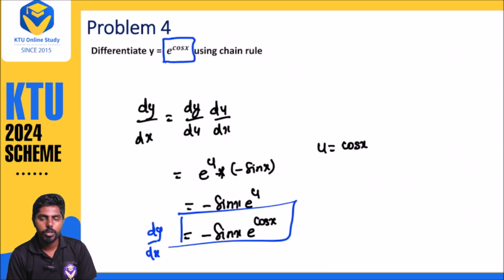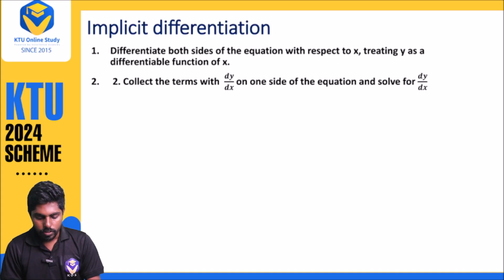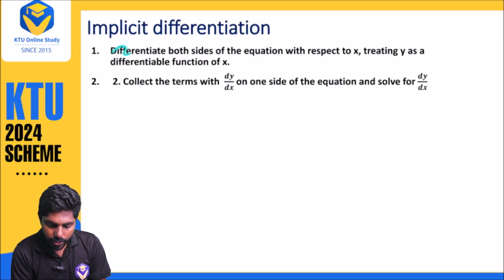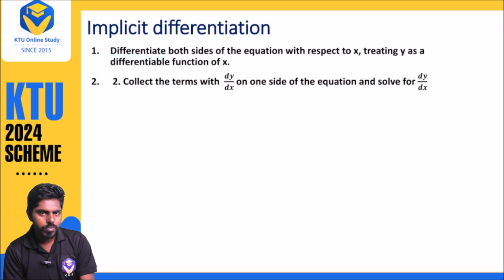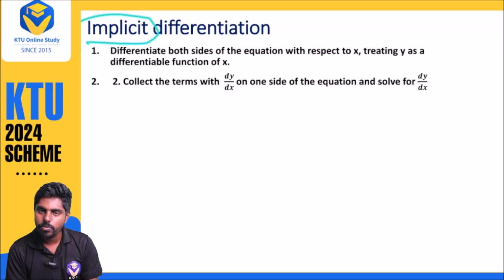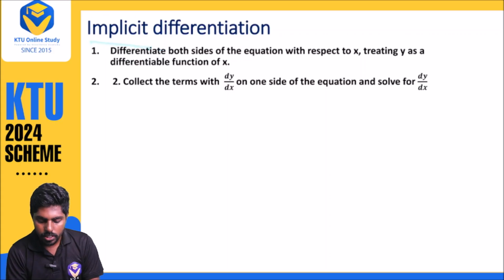Okay, we will be going to the new topic. The new topic is implicit differentiation. If you observe very carefully, the concept is the same, the differentiating concept, the derivative concept. You want to differentiate, but here the heading is different. Chain rule means you write in the chain rule formula. Here, implicit differentiation means what you want to do.